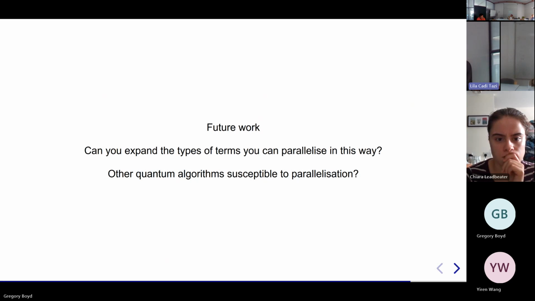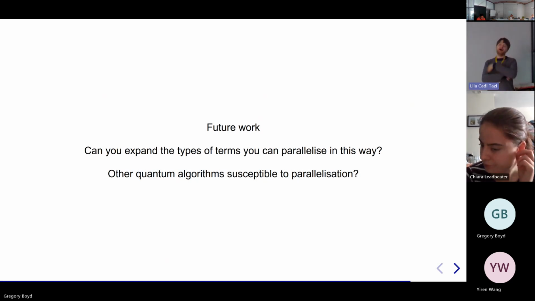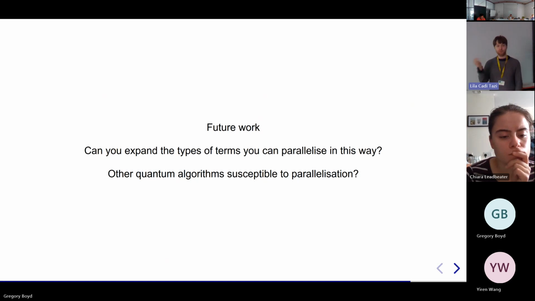Yes. Something that I didn't consider at all in this work is how you would route this on a 2D architecture. You could imagine something like you have all of these control registers and you just fit them around the outside of your main register. But yes, I think you will eventually be limited by routing, either in the sense that there are clashes and you need to wait, or you need extra qubits for routing space.